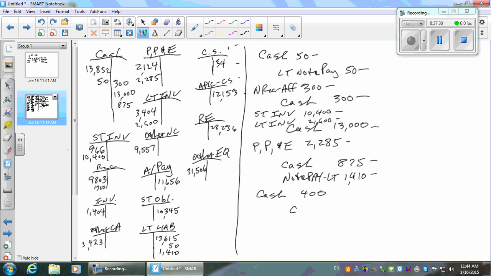But for now, we'll just call it contributed capital. Put it all into common stock is fine. So I got 400 more cash, 400 million. And I got 400 more common stock. You like it? We'll do it like that. Okay? What's next?